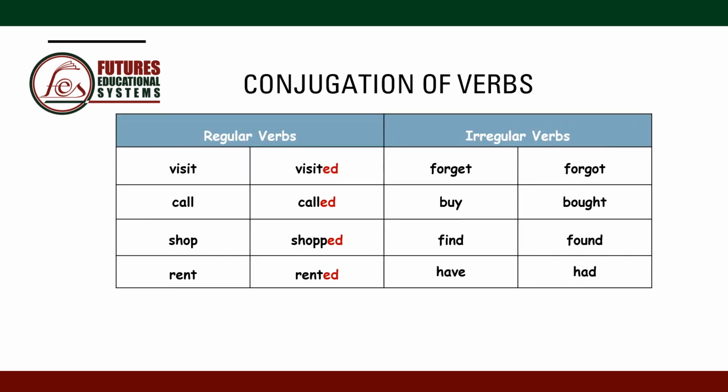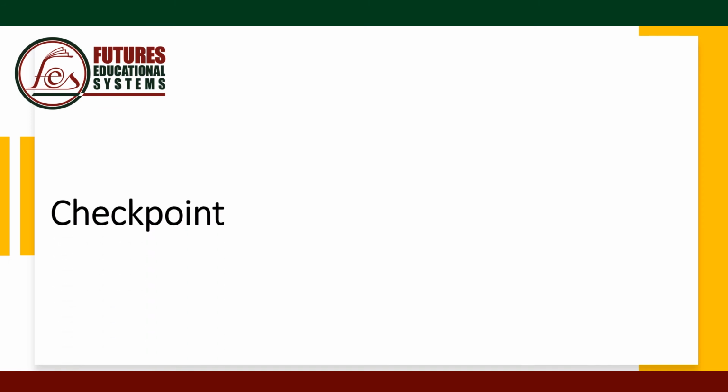Conjugation of verbs, regular verbs and irregular verbs. And here all the regular verbs end with ed: visit, visited; call, called; shop, shopped. Don't forget that we double the P before adding the ed because there is one vowel before the last consonant. Rent, rented. And as for the irregular verbs: forget, forgot; buy, bought; find, found; have, had. Let's move to the checkpoint.